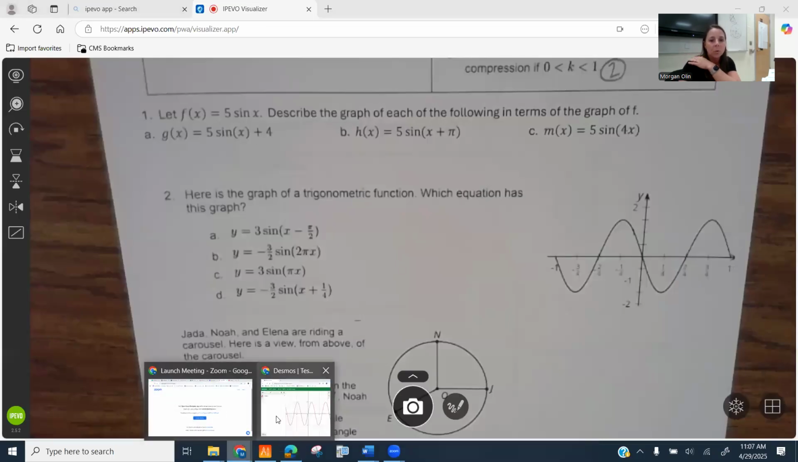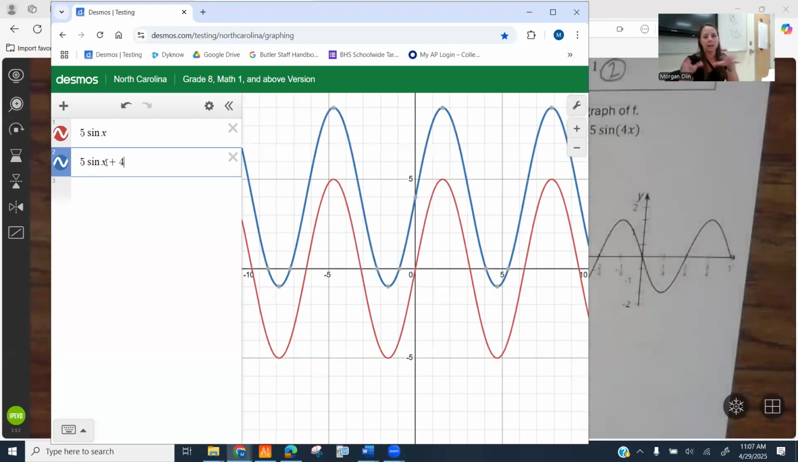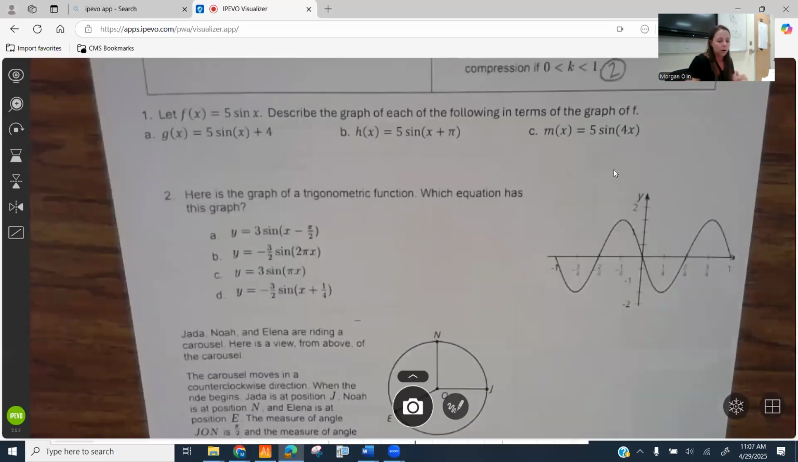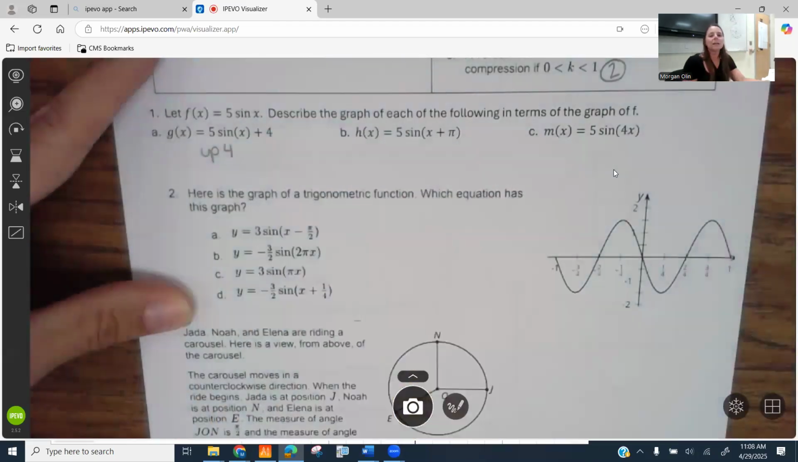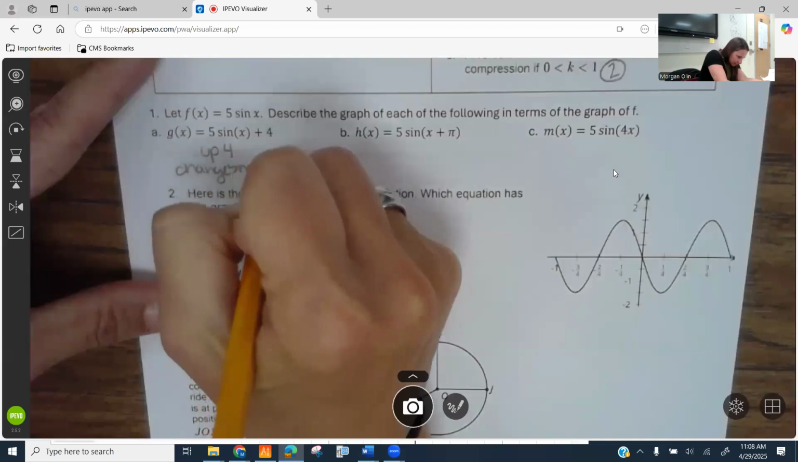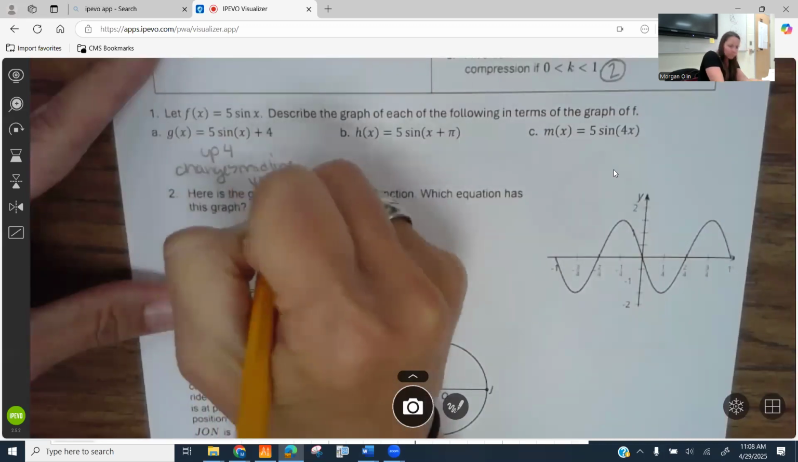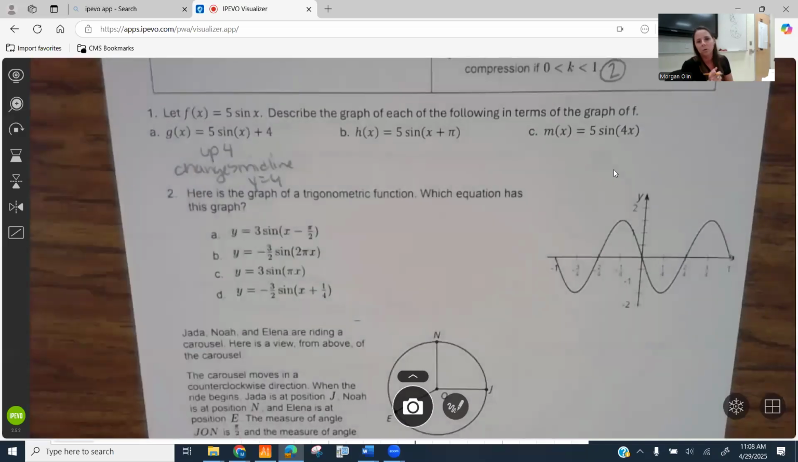Okay, but here, notice what I'm doing. I did plus 4. So here, if I say 5 sine x and then I say plus 4, let's see what I did. Do you see how the thing just moved up? All right, and it's going to move up 4. And so what that does for us, it actually changes the midline to y equals 4. All right, instead of here being y equals 0, here now it's y equals 4.